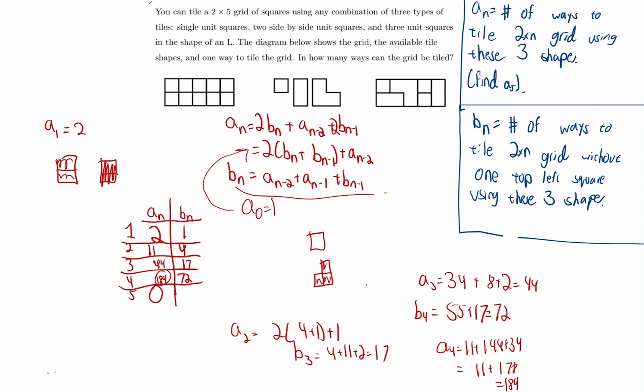So then b of 5 is going to be equal to 189 plus, so that's going to be 305. Then our final answer is going to be 610 plus 144 plus 44, which is 610 plus 188, which is 798. 798 is our final answer after all of this work.